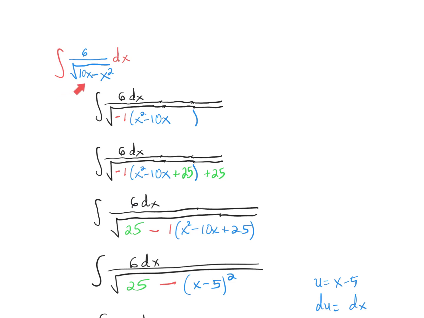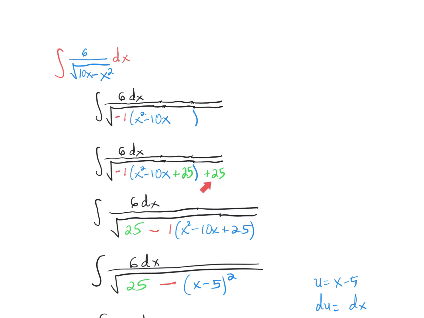So this is a completing the square problem. Write the x squared term first. Factor out the -1. Then complete the square. So we add 25, which changed the radicand by -25. So then we'll change it by +25.